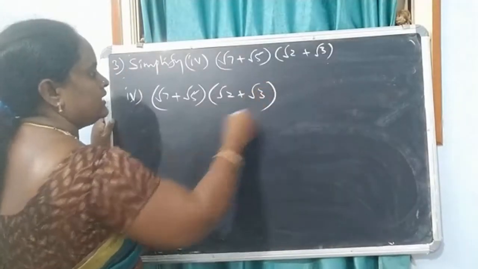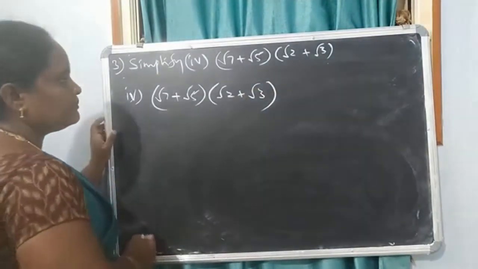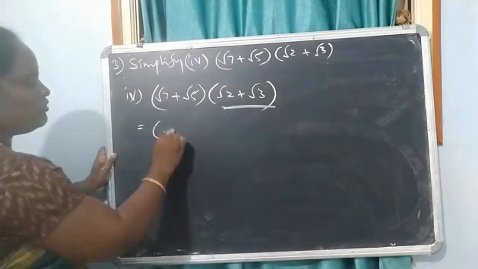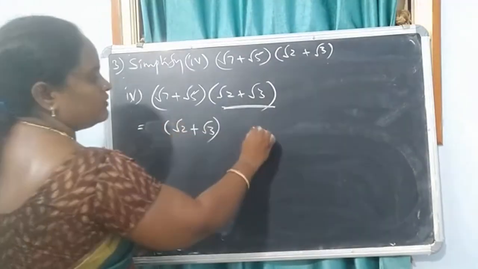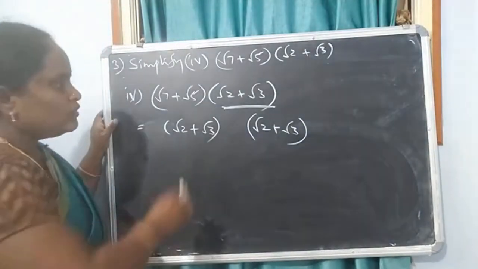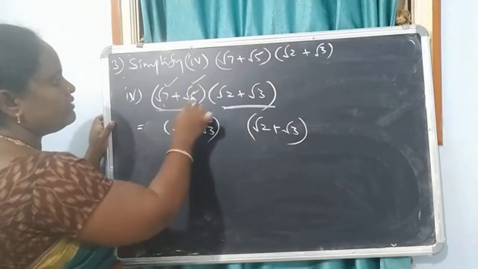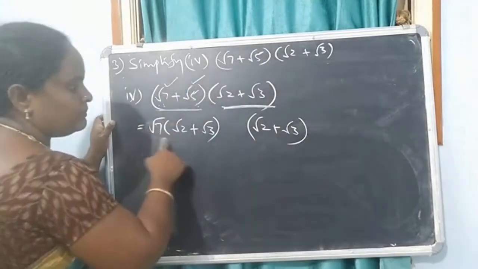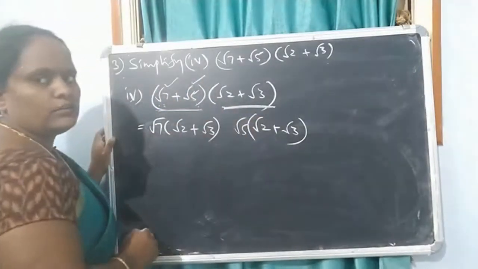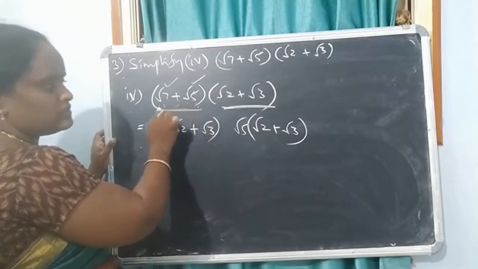Let us move on to the fourth one. Root 7 plus root 5 into root 2 plus root 3. Here the second binomial, that is root 2 plus root 3, let us write 2 times. The second binomial must be multiplied with 2 terms of the first binomial. So here what are the 2 terms? Root 7 and root 5. With root 7 I need to multiply this. With root 5 also I need to multiply. Now in between the first 2 terms in the first one, what is the sign? Plus. That should be written.